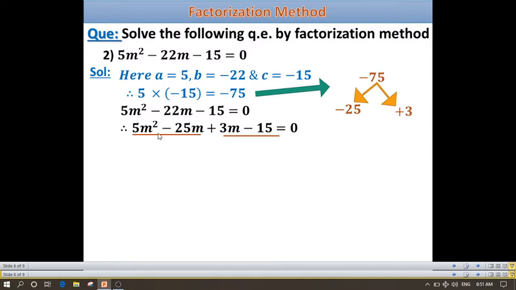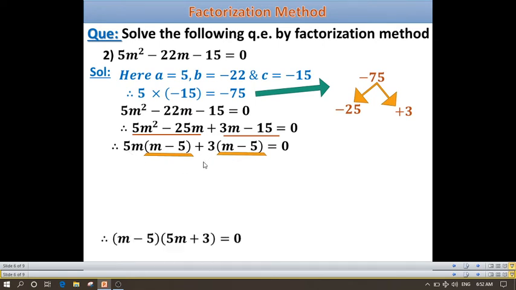Between the first two terms, 5 is a common factor between real numbers and m is a common factor between variables. So 5m is a common factor. And in the last two terms, 3 is a common factor. So we have 5m into (m − 5) plus 3 into (m − 5) is equal to 0. Again m − 5 is a common factor. So in another bracket we get 5m + 3. So we have (m − 5)(5m + 3) = 0.